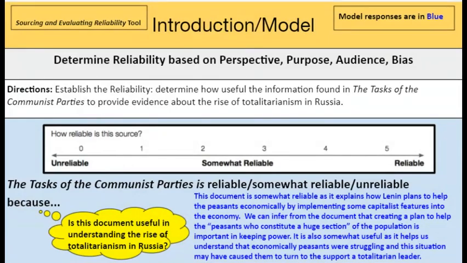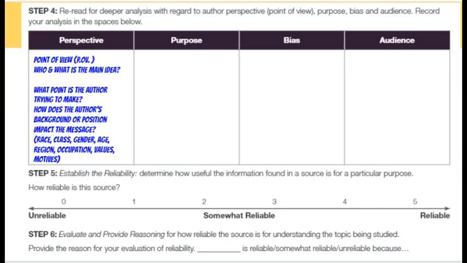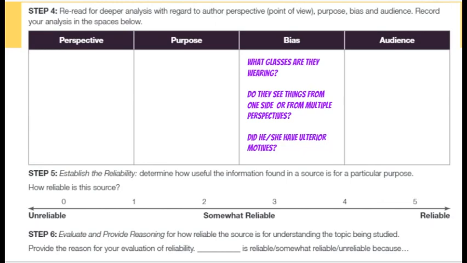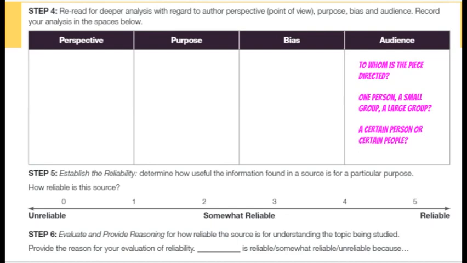So again, remember, when you have to break it down, you're doing perspective for the point of view, right? The what and the why. The what glasses is the author wearing? How did they see the world? What do they want to happen? Do they have ulterior motives? And finally, their audience. Who are they speaking to? If you can do that, then you've already beaten the beginning of the tool.